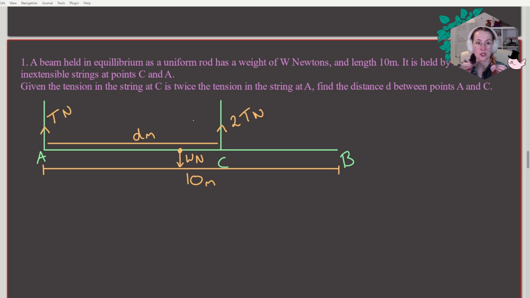So here, hello, welcome in. The fact that it's a uniform rod means that the mass is evenly distributed throughout it. If it was non-uniform, we wouldn't be able to make that assumption. That's what that's telling us.